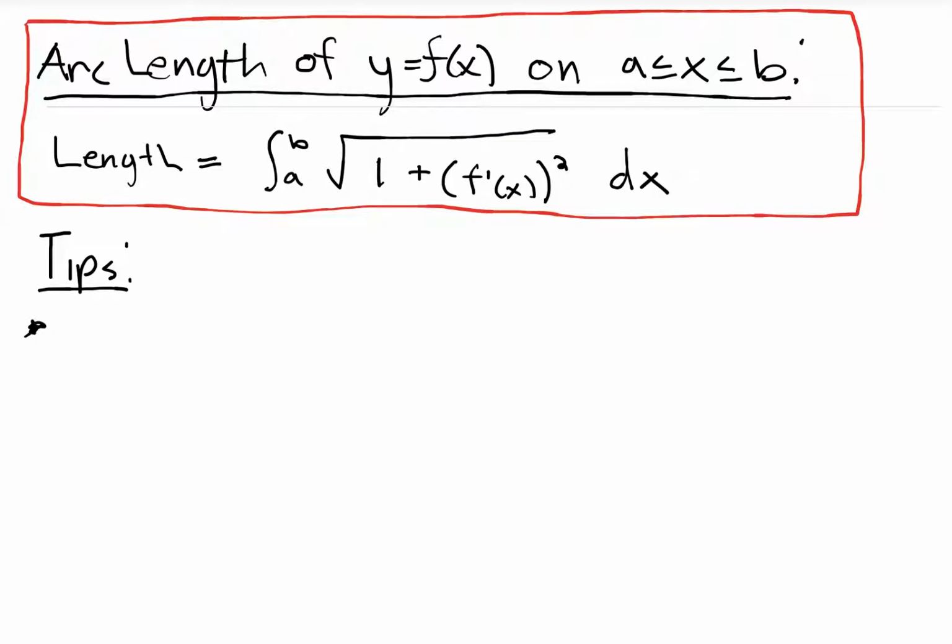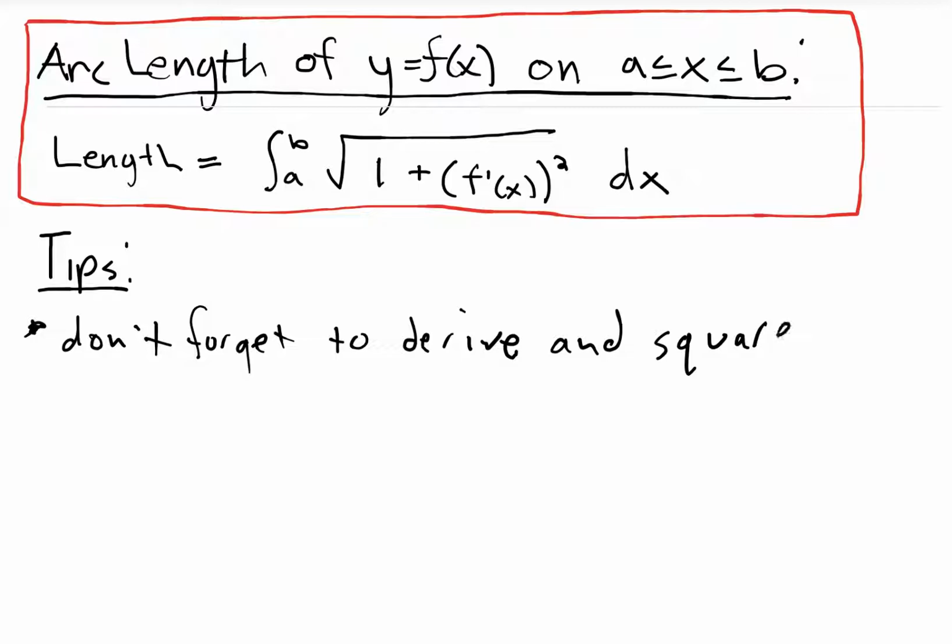First thing that I will start off with, and this maybe comes across as really silly, but don't forget to derive and square. Please, please, please don't forget to do that. It's maybe a somewhat silly looking tip because the important part is, hey, there's f prime and we're squaring it. It's actually a really common mistake that I see a lot, that people will just shove the f function in here and add 1 to it and forget that they have to do stuff to f. Okay, so don't forget to derive and square.